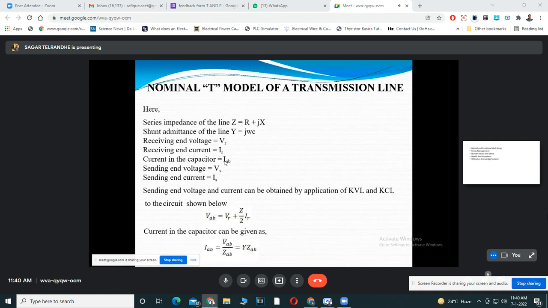Current in the capacitor is IAB. Let us state that the sending end voltage is Vs and the sending end current is Is. The sending end voltage and current may be obtained by application of KVL and KCL in the circuit shown below. Thus, we receive from the equivalent circuit diagram that VAB is equal to VR plus Z by 2 IR. Also, the current IAB in the capacitor can be given by Y into VAB, where 1 upon Z is termed admittance.